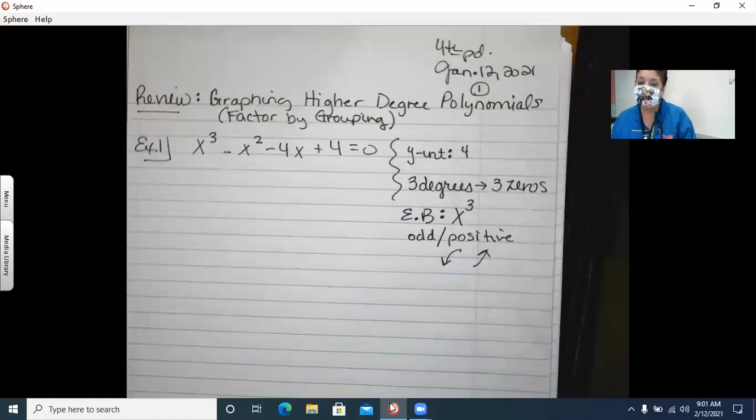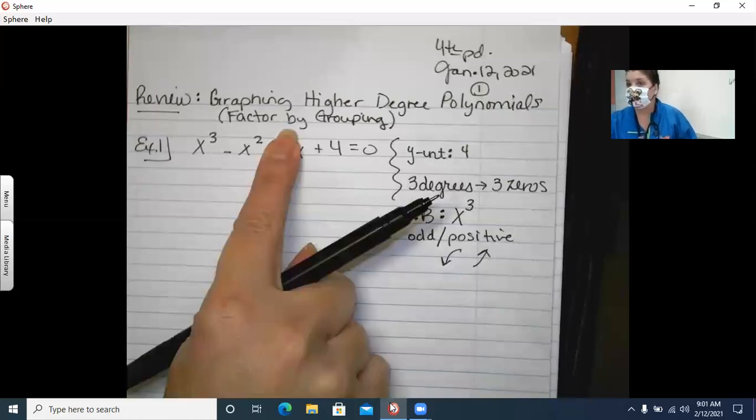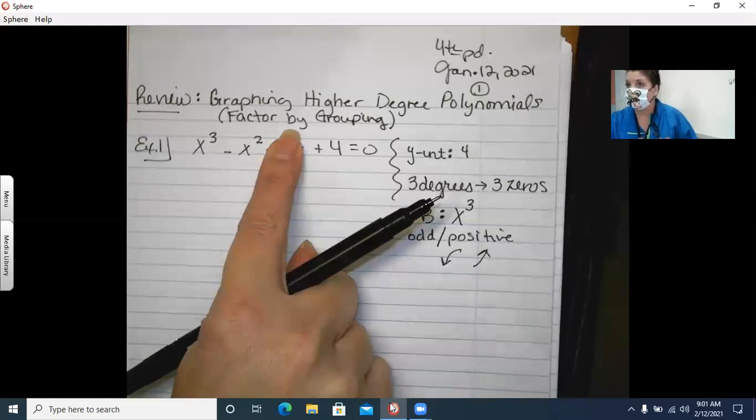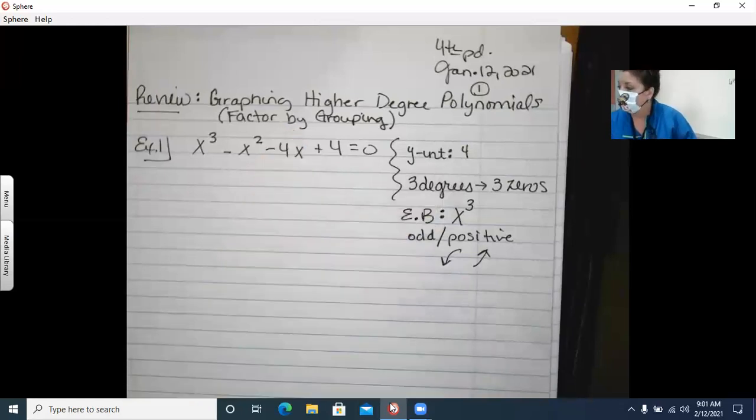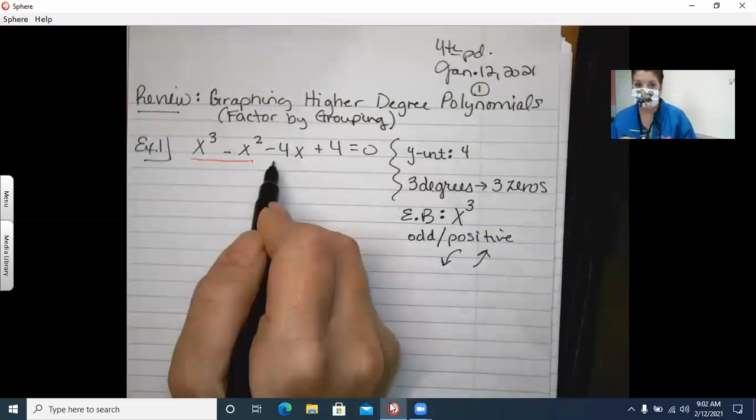So for each problem, you've got to be able to look at it and say, okay, how am I going to solve this? You have to be able to answer those questions. So when you see 4 terms, you think factor by grouping. Not everything is factorable, but everything I'm going to give you will be. So remember, when you do factor by grouping, you group your first 2 terms together and your second 2 terms together.